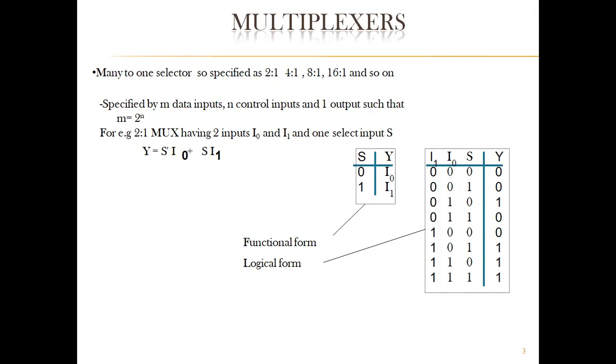So if there are two ways of reaching a destination, I have to choose one. How to choose is the job of the select line. So if I have to choose between two paths, I need only one select line based on binary logic. If it is 0, I will choose the first path, and if it is 1, I will choose the second path.